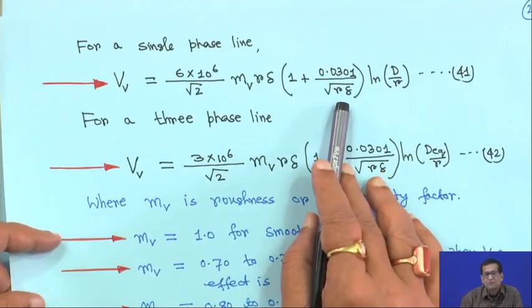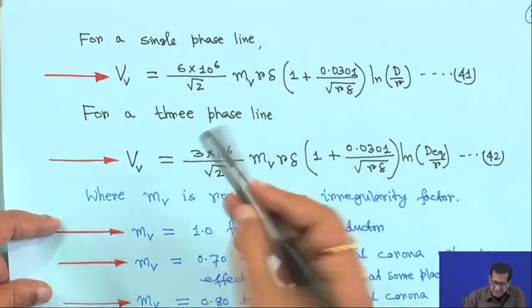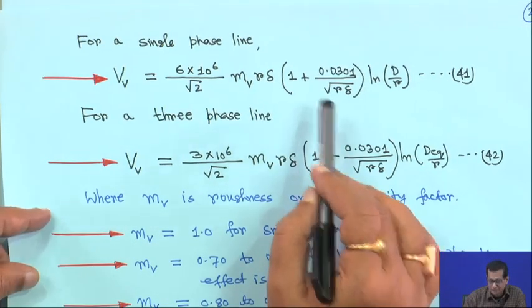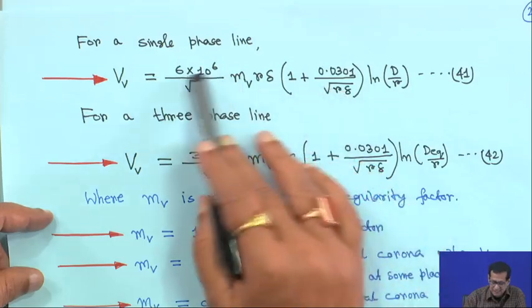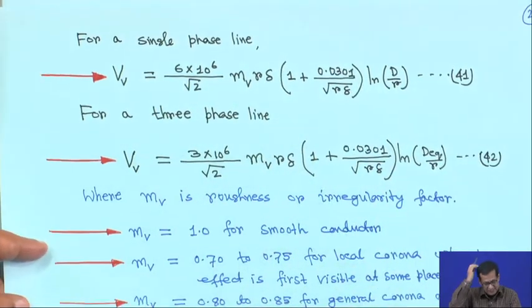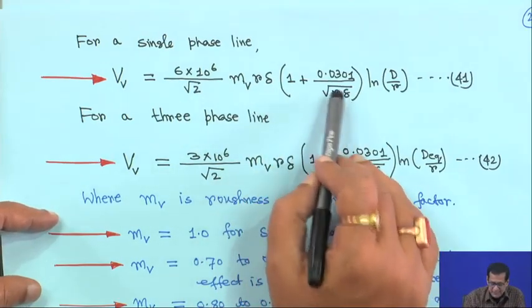This is an empirical formula actually, right. Based on several field tests they have proposed it. So, this is not coming from any derivation; these have all been seen through field tests, right. This is the way this formula can be written for a single phase line.